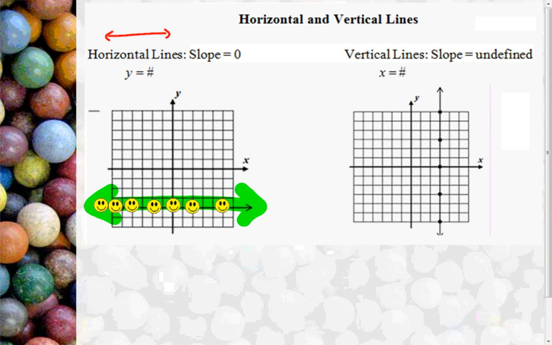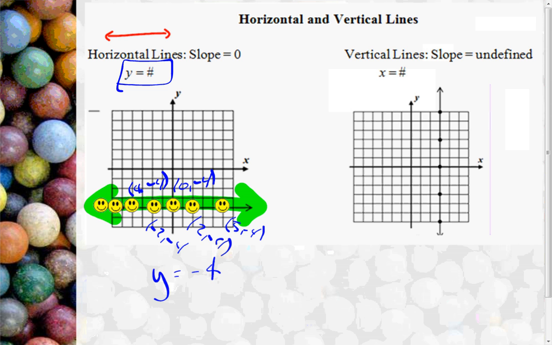So this is 5, -4. This is 2, -4. My y-intercept is at 0, -4. This one is at -2, -4. This is at 4, -4. And in this case, the y equals a number. Horizontal lines, y equals a number. In this case, it's going to be y equals -4. It's going to be that way all the time, because it doesn't matter what your x value is. You pick an x value, y is going to equal -4.